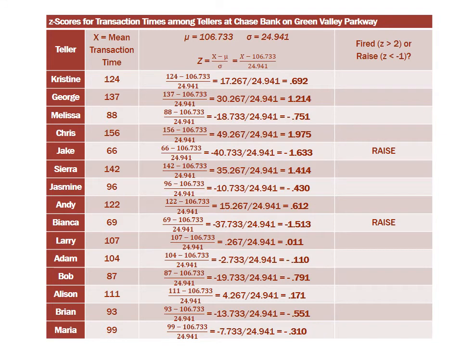So now you can see all of the tellers, not just Bob and Maria, and we're looking at all of their mean transaction times and how extreme their mean transaction time is relative to the transaction times among all the tellers. So you'll see I did that using z-scores. For each of these, the z-score formula is going to look the same because we're working with the same population mean and standard deviation.